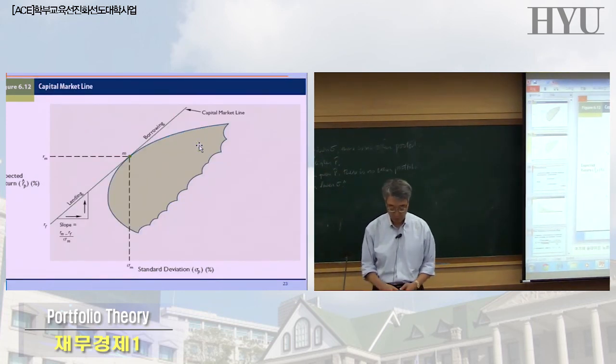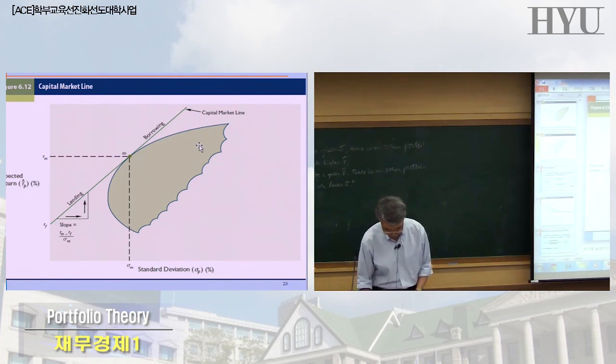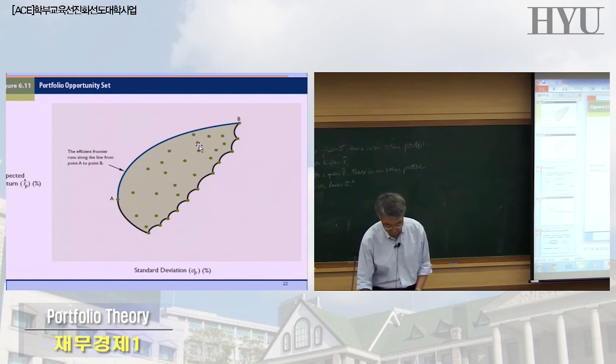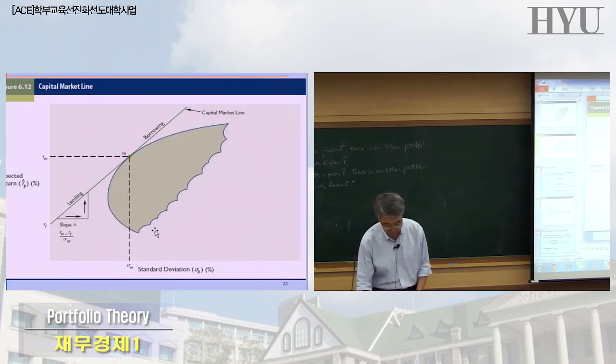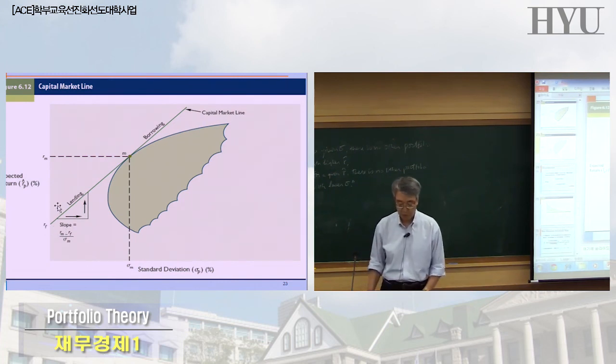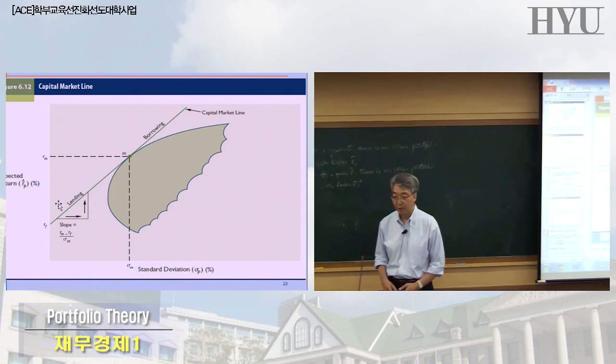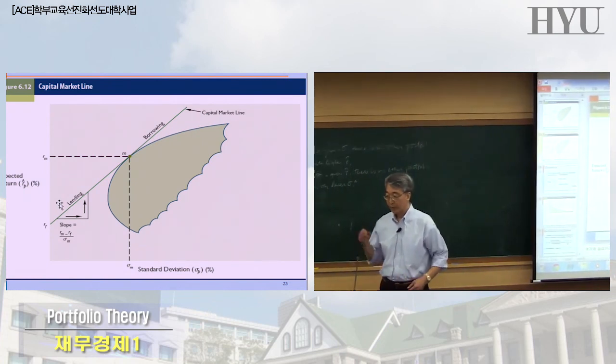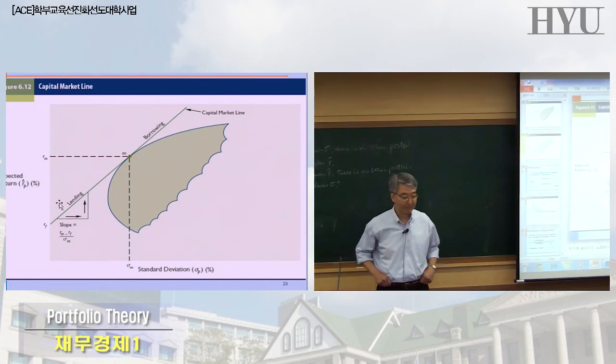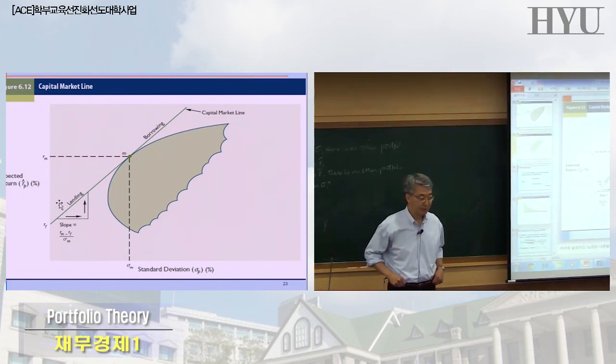Now we are getting into the capital market line concept. Okay? So again, coming from this graph, we have expected returns on the vertical axis and standard deviation on the horizontal axis. And let's say we can find the risk-free rate, RF. RF is a risk-free rate of return. What do you mean by that, risk-free rate? What's an example of a risk-free rate of return?